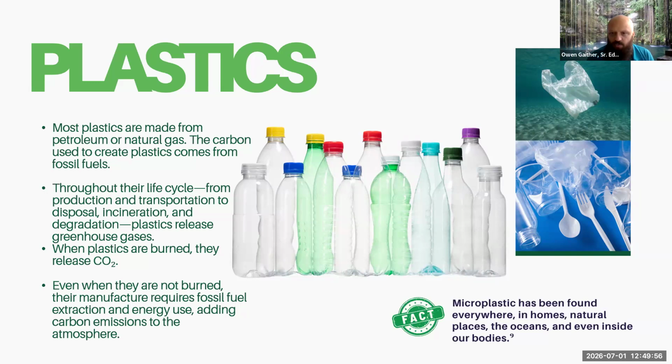So these are those same fossil fuels we were talking about, right? Carbon used to create plastics comes from fossil fuels. Throughout their life cycle, from production to transportation to disposal, incineration, degradation, plastics release greenhouse gases as they break down. So even just sitting there in the dump or sitting there in the ocean as they're breaking apart, they're releasing those greenhouse gases straight into the atmosphere.